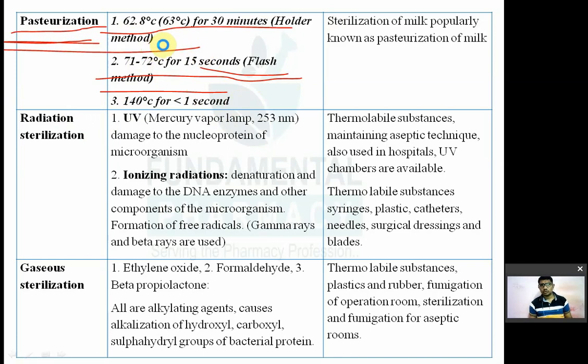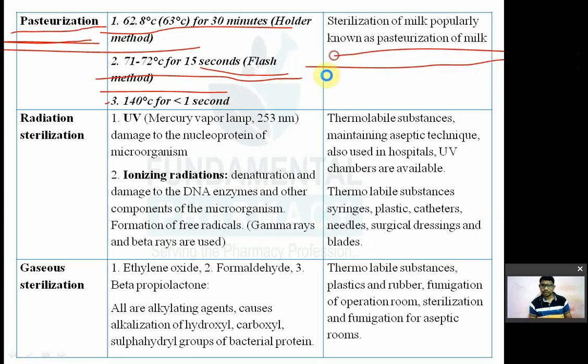First is 62.8, that is for 30 minutes, known as the holder method. 71 to 72 degrees Celsius for 15 seconds, that is known as the flash method, and third method is 140 degrees Celsius for more than 1 second. These are the three holding temperatures in the pasteurization. This method is used for the sterilization of milk, popularly known as the pasteurization of milk.